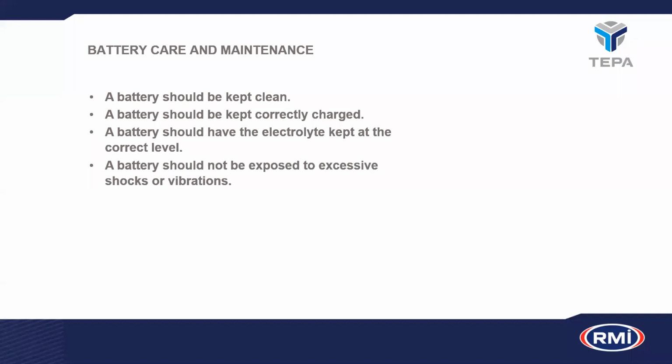Excessive shocks and vibrations to a battery cause the sponge lead and the lead dioxide to be exposed more to the acid and to actually break off internally. The lead, although it's malleable and can bend a bit, can also break off, and that's why it's advised to keep the exposure to shocks and vibrations limited as best possible.